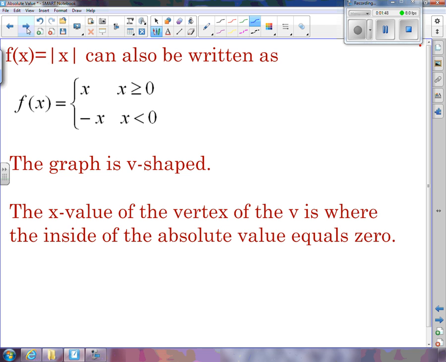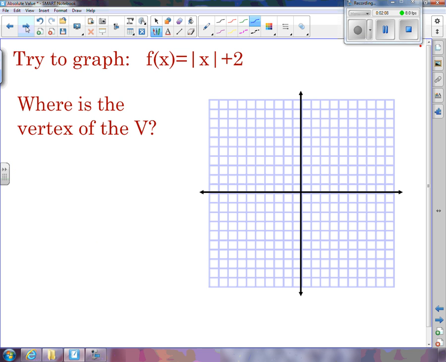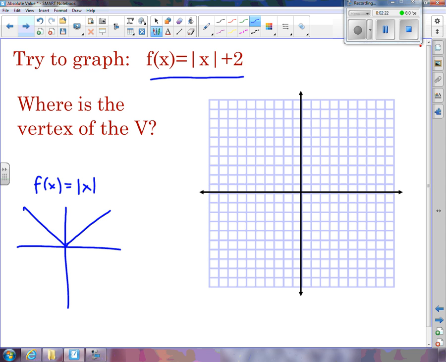The absolute value graph, y equals the absolute value of x, can also be written as a piecewise function. It's just a graph that has a V shape. So the x value of the vertex, the corner of the graph, is where the inside of the absolute value equals 0. So let's talk about what this graph would look like here. So now here, my function is the absolute value of x plus 2. So we know that the absolute value of x just is a V, where the corner of the V, or the vertex, is at the origin, at the point 0, 0. Let's see what this plus 2 does to the graph.